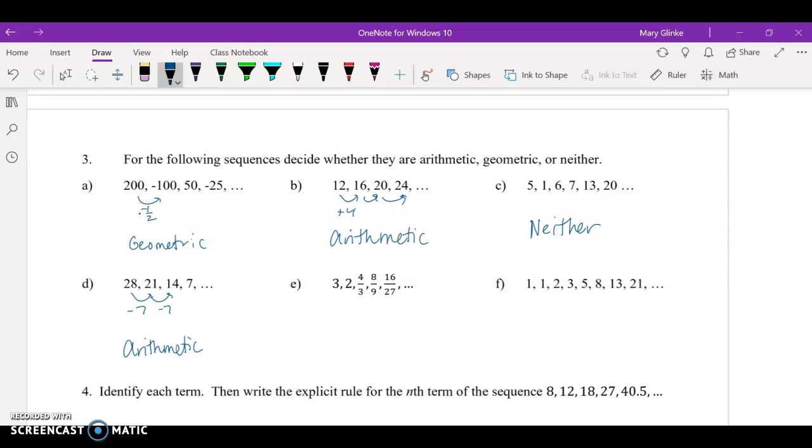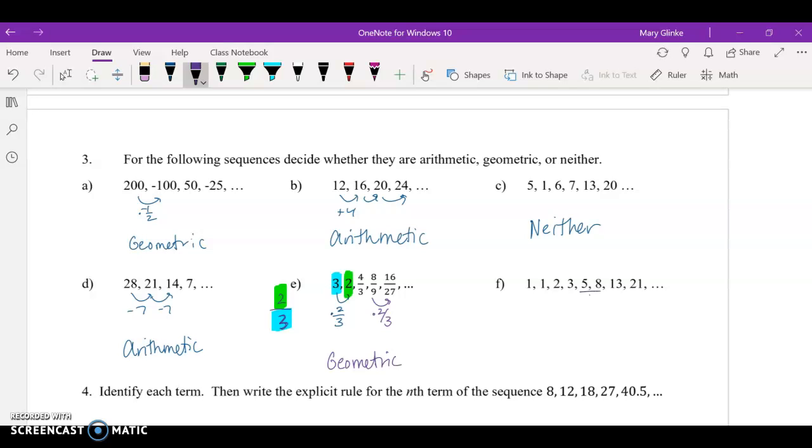And E, you had to hunt for it a little bit, but your common ratio here is times 2/3. If you ever get stuck on these ones, you can always take one number and then divide by the previous number, and that should give you your common ratio. And once you find it's 2/3, you can then test it by taking a number and multiplying by 2/3 and seeing if it gets you to the next one. So this one actually ends up working. It is geometric then.